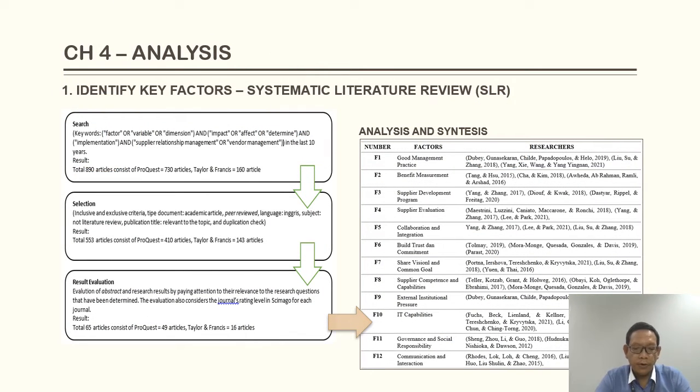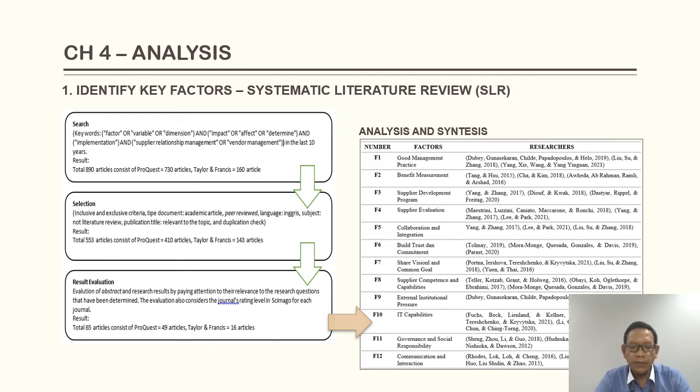From the research, the process and results can be explained. In identifying the main factors, we first use SLR, which was carried out through 4 stages, namely search, selection, evaluation, as well as analysis and synthesis. In the search stage, we use keywords with a research limitation of the last 10 years, and we use 2 databases. The results obtained 190 articles.